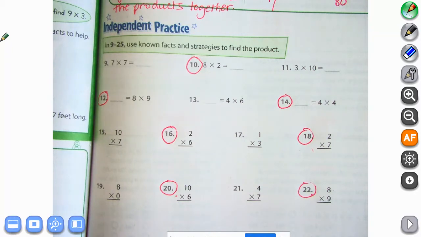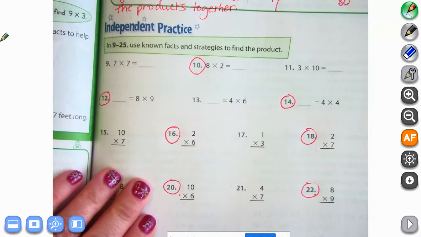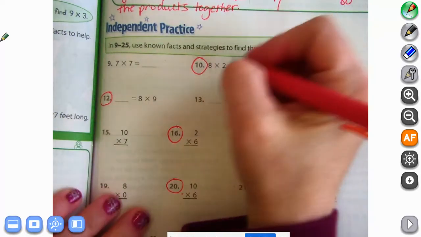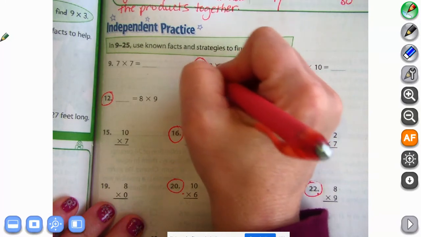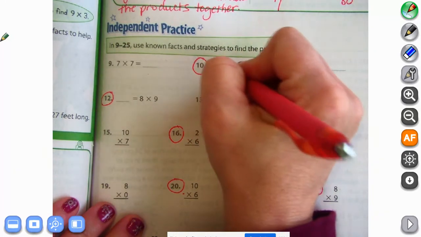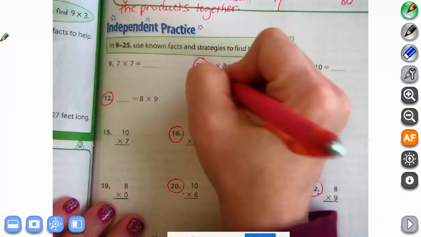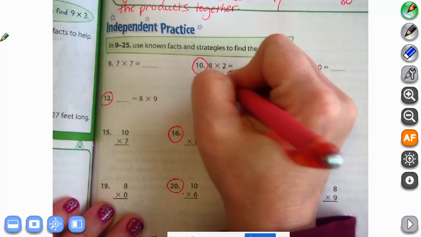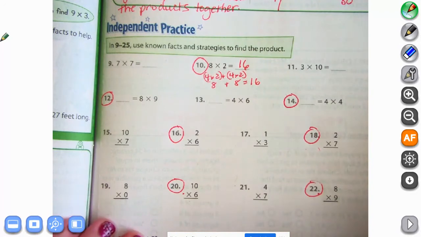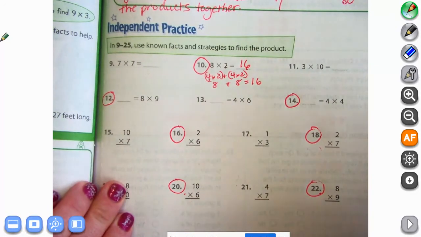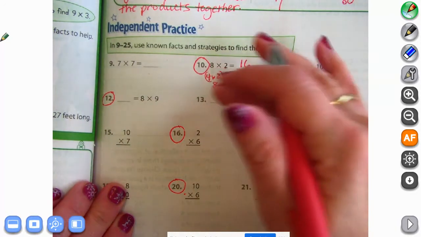All right, guys, I think that's enough time. Let's go ahead and get started on number 10. 8 times 2. We can do 4 times 2 and 4 times 2. 4 times 2 is 8, and 8 plus 8 equals 16. Okay, if you were able to just solve it without doing all of that, that's fine too.